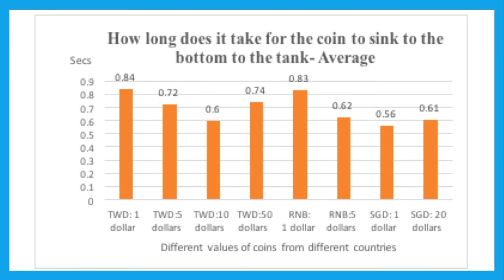And also, we could see that the three closest average sinking speeds are Taiwanese $10, RMB $5, and Singapore $20. Although we didn't measure the density, we could infer that the density of these three coins is somewhat similar to each other.